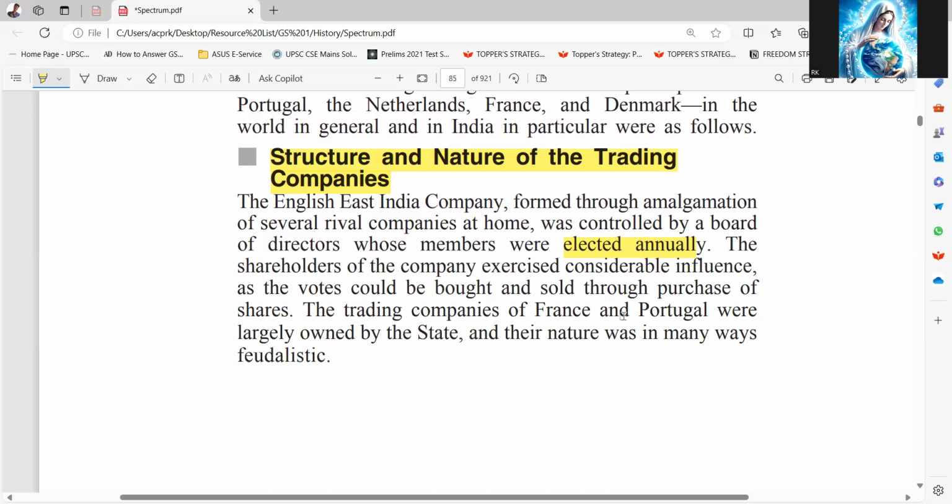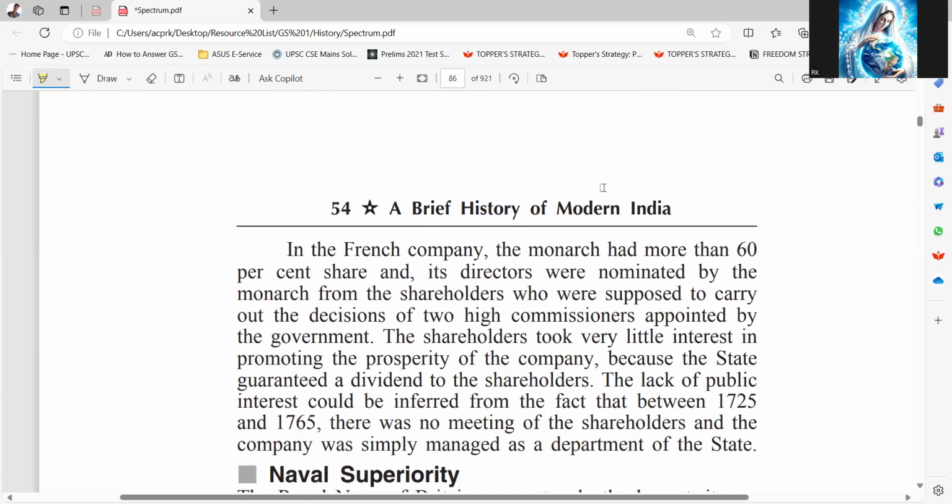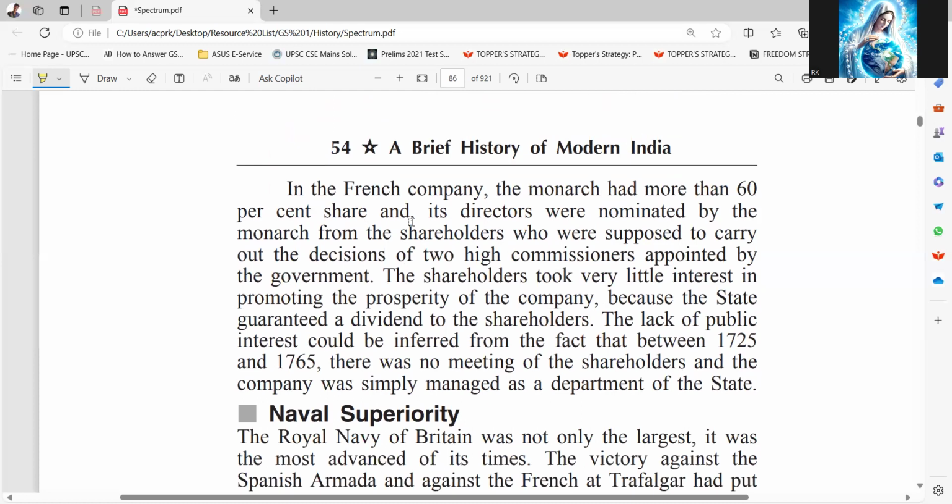The trading companies of France and Portugal were largely owned by the state, and their nature was in many ways feudalistic. In the French company, the monarch had more than 60% share, and its directors were nominated by the monarch from the shareholders, who were supposed to carry out the decisions of two high commissioners appointed by the government. The shareholders took very little interest in promoting the prosperity of the company, because the state guaranteed a dividend to the shareholders.